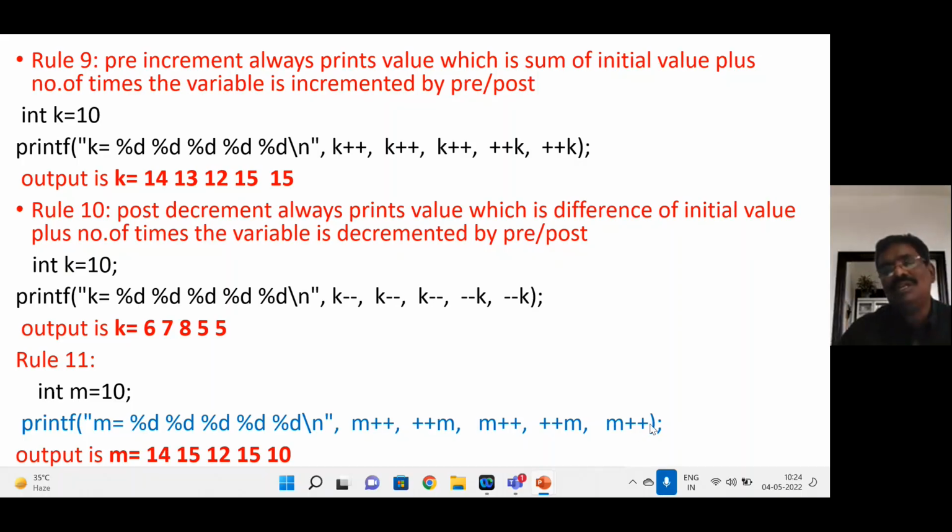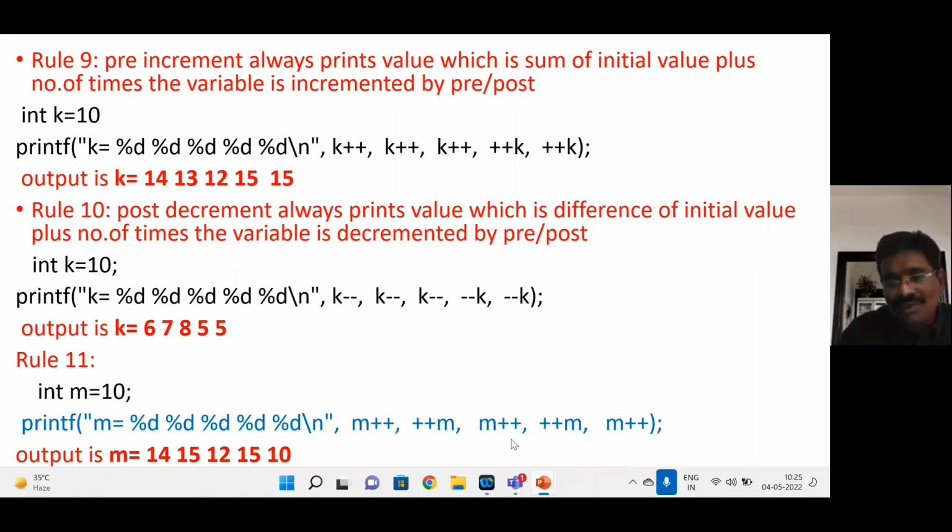So here is the post increment, so the 10 will be printed as it is. After that, 10 is incremented by 1. Wherever you use the post increment, it will print the initial value plus the total number of increments. For example, totally how many increment operators did I apply? 1, 2, 3, 4, and 5. So that's why I got 15.